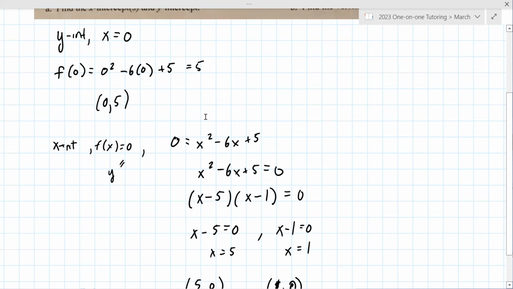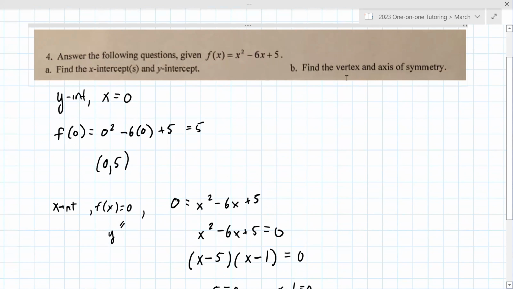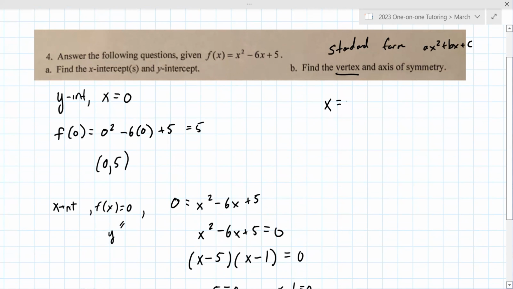So that takes care of part A. Again, if you got some questions, drop them in the chat or unmute, but we'll just move on to part B. So to find the vertex when it's in standard form, so what you're seeing over here on the left is standard form. That's the ax squared plus bx plus c form. The formula here is x equals minus b over 2a. So b in this problem is the -6, -6 over 2 times a, which is 1. So a is 1, b is -6, and c is 5.